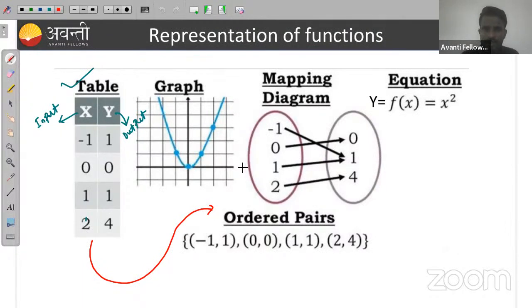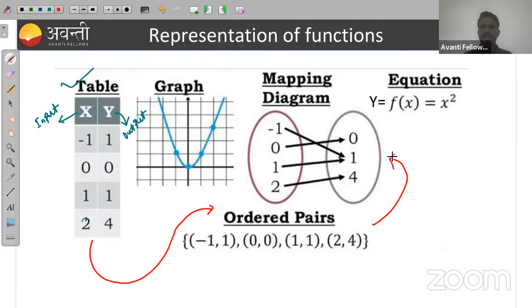Again, the mapping diagram. From here I can draw the mapping diagram as well. So you can see that the table is the same function. That one, represented by ordered pairs, is the same function, written in a different form. Now from here you can draw this.